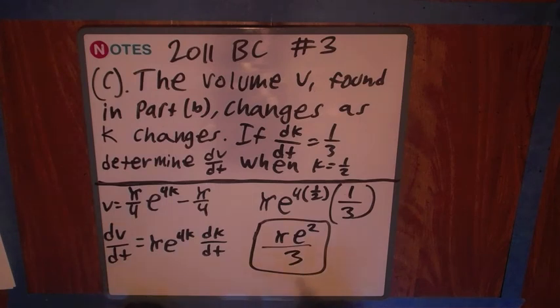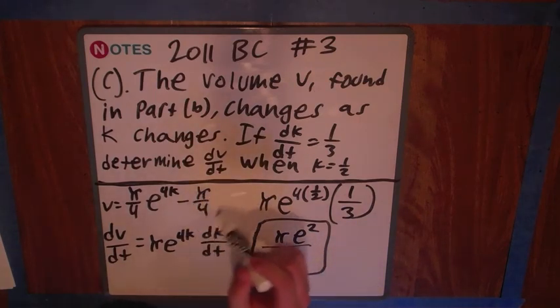One thing to note is the loss of the negative pi over 4 when you take the derivative.